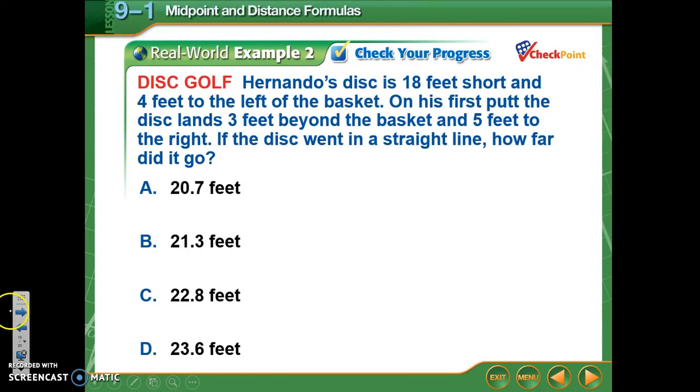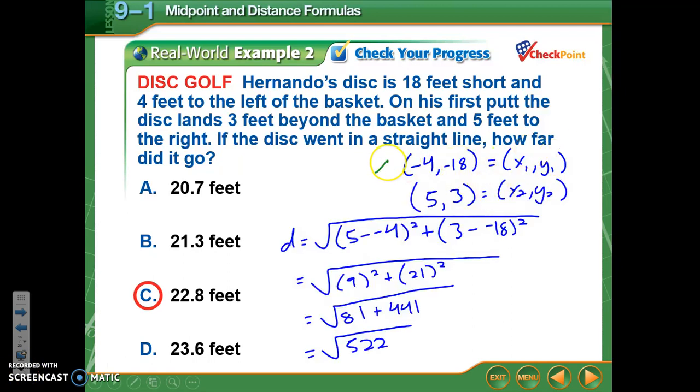Okay, you guys try one. The answer here should be C, 22.8 feet if you rounded. Here's the work. The most important thing here is making sure you get your points correct. So the starting point was -4, -18. 4 feet to the left, 18 feet short of the basket.